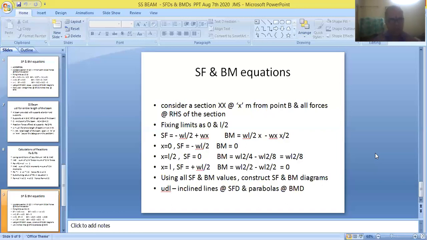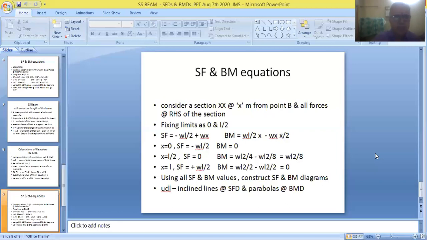Upward force, negative symbol; downward force, positive symbol; anti-clockwise movement, positive symbol; clockwise movement, negative symbol. So these things are very, very important. If you put a minus symbol instead of a plus symbol, or vice versa, you will go wrong miserably in the examinations.